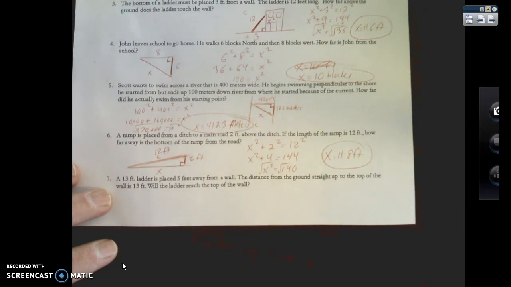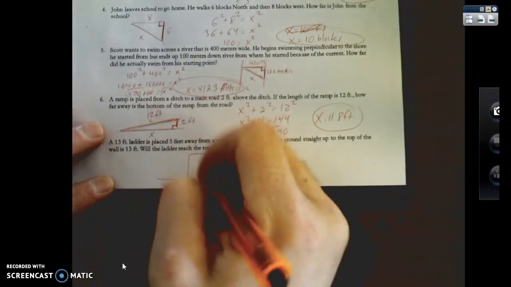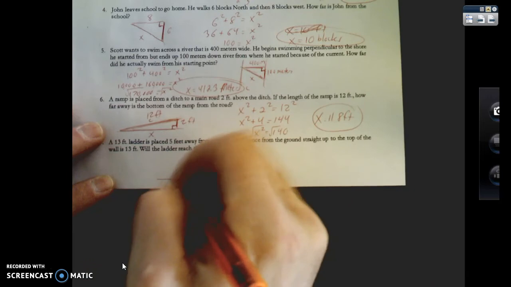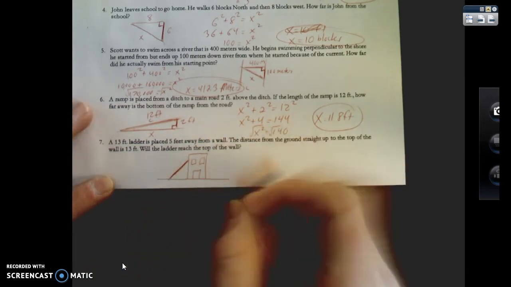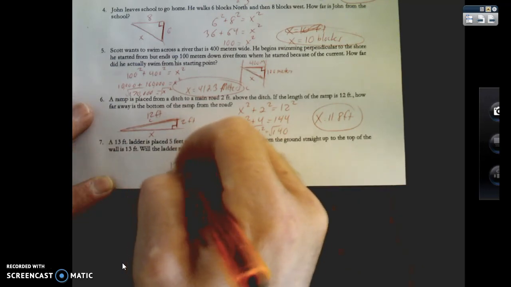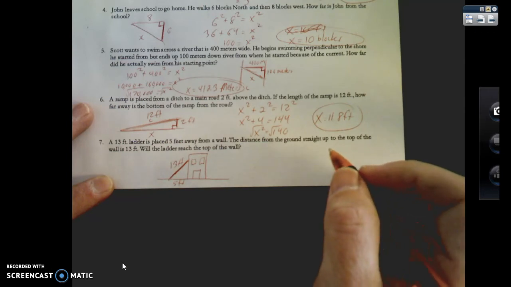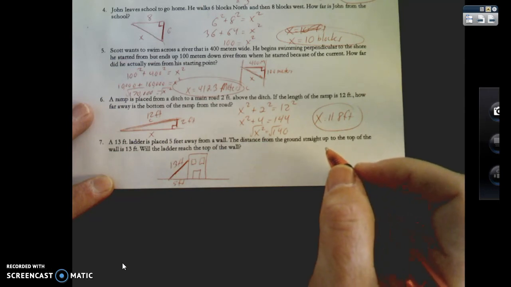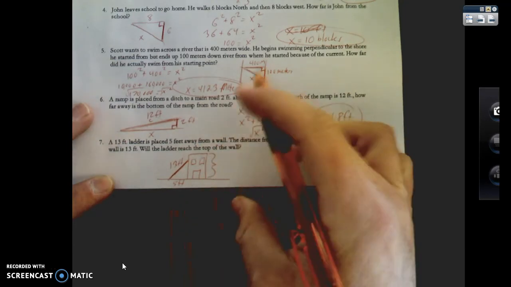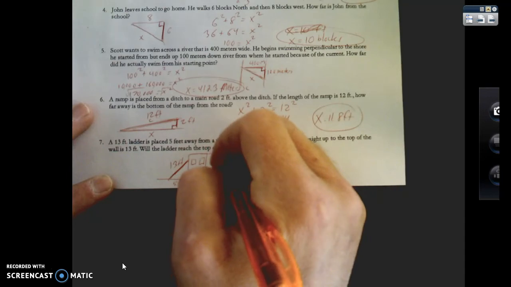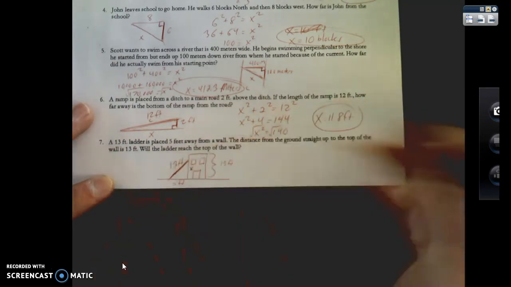A 13-foot ladder is placed 5 feet from a wall. So I'm going to draw my building. Here's my ladder. They're telling you that this is 13 feet. It's 5 foot away. They're telling you, this is a little bit different, the top of the building is 13 feet. They want to know if this will actually reach it, like if you put that ladder up against it.